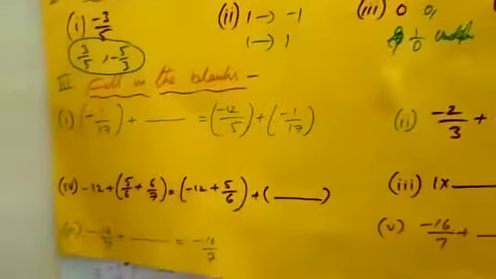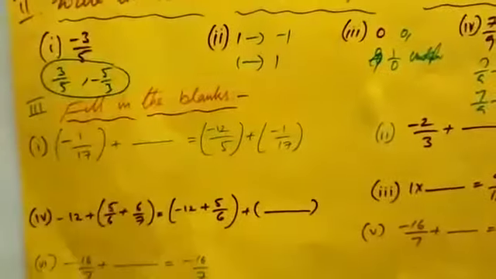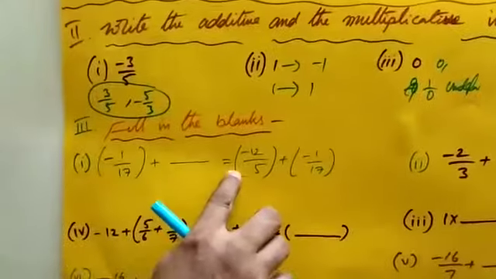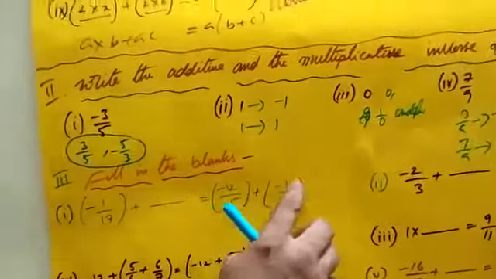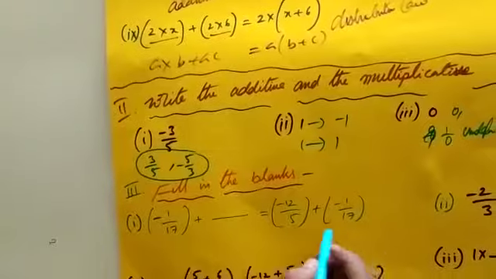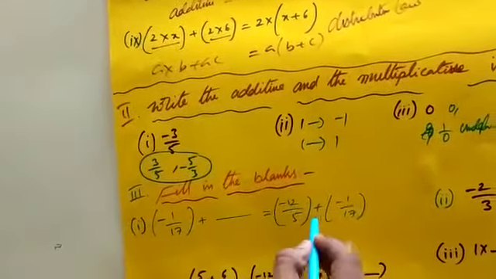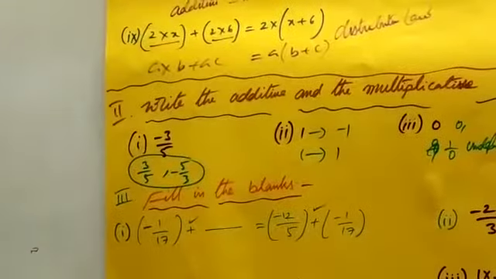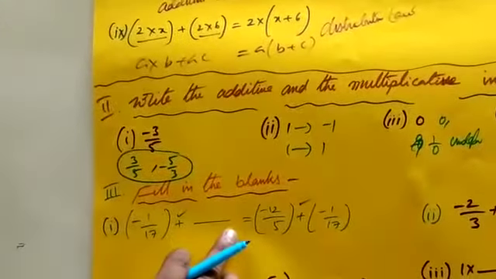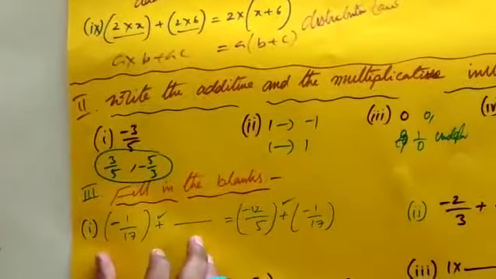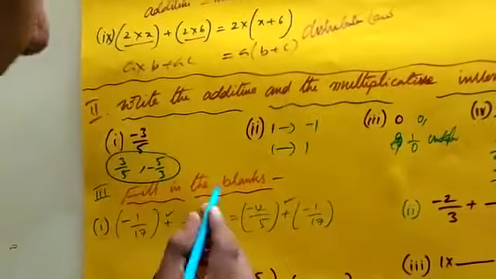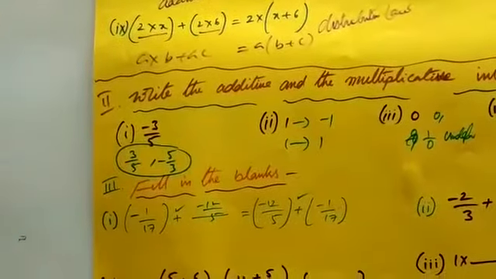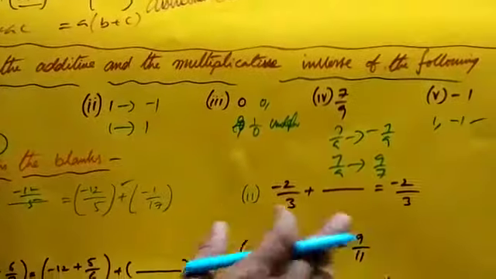Go to the fill in the blanks. Minus 1 by 7 plus dash is equal to minus 12 by 5 plus minus 1 by 17. Compare the left side and the right side, which is an addition. What is the missing number? Comparing with the right-hand side, the missing number is minus 12 by 5. This is very easy.